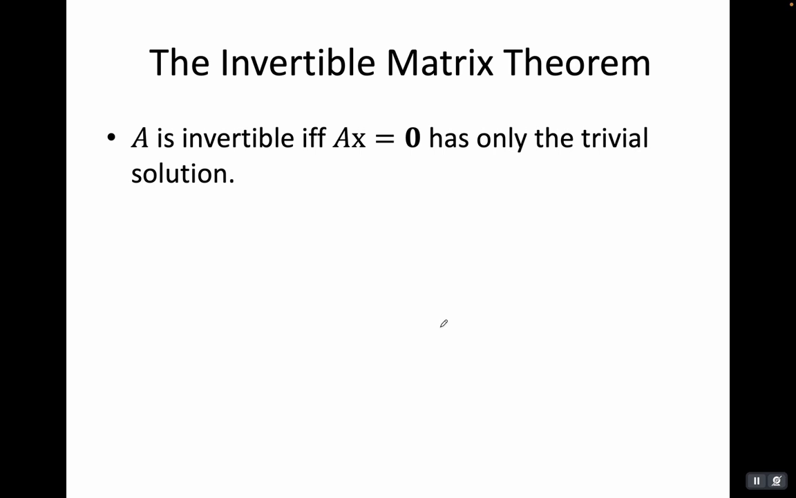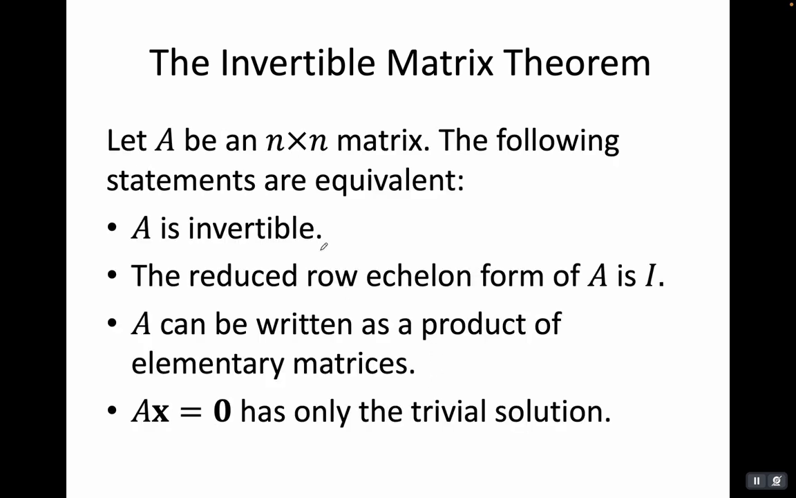Okay, so A is invertible if and only if AX equals 0 has only the trivial solution. So now we're showing that these two are logically equivalent. And again, I didn't prove the if and only if part for the previous proof, but you could easily do that. I proved one direction. Proving it the other direction is fairly simple. It's done in a similar fashion.